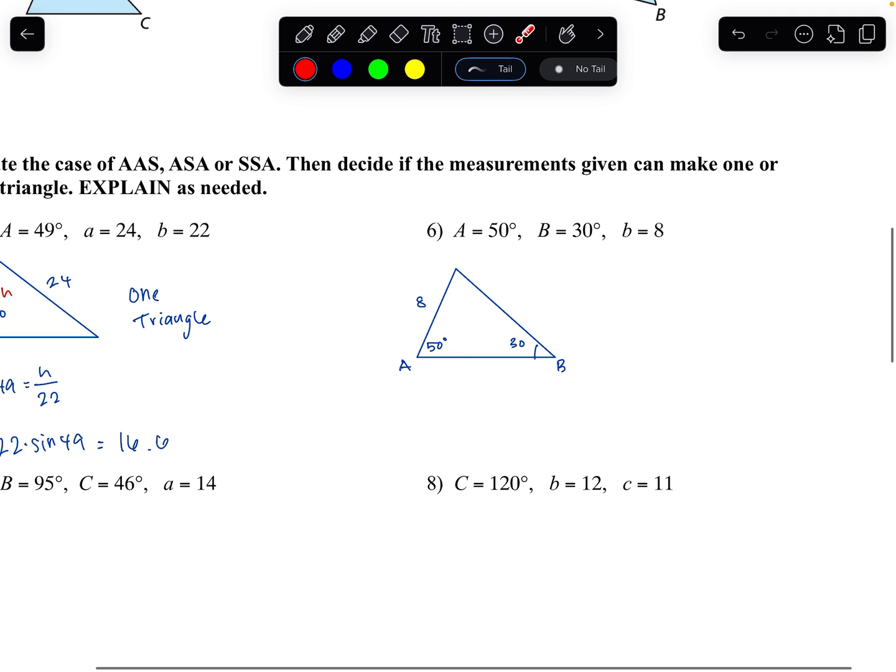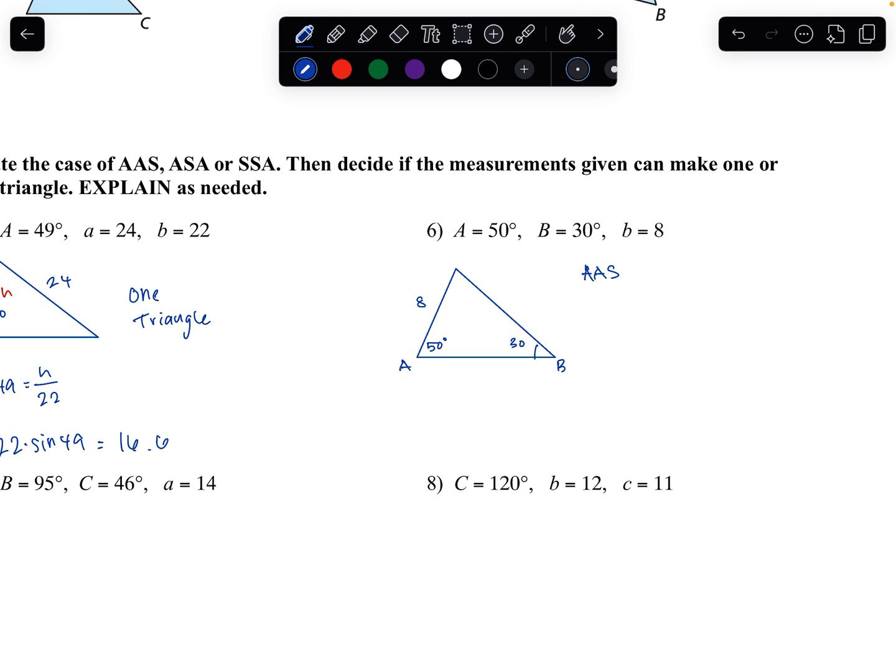So what case do I have? I have two angles, and I have a side that is not in between. So that's going to be an angle, side. If we had side C right here, then we would have angle, side, angle. But this would be angle, side. And angle, side will only make one triangle, because this angle is fixed, and that would mean that this angle would have to be fixed as well, meaning that you could only make one triangle.